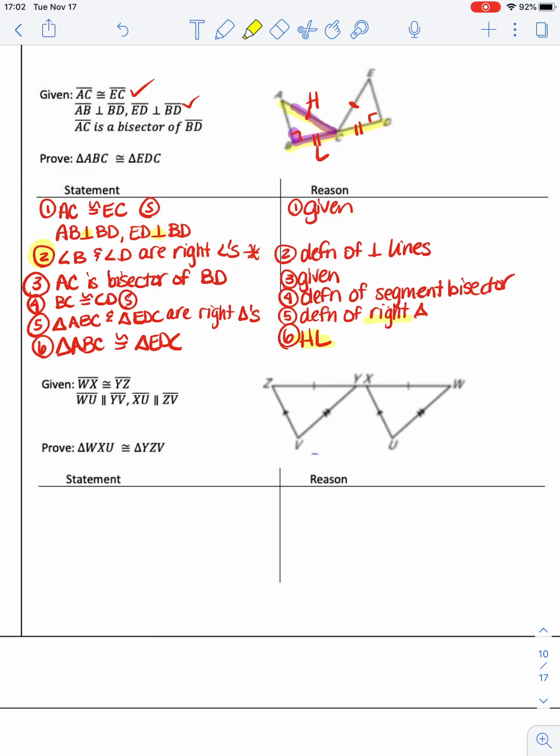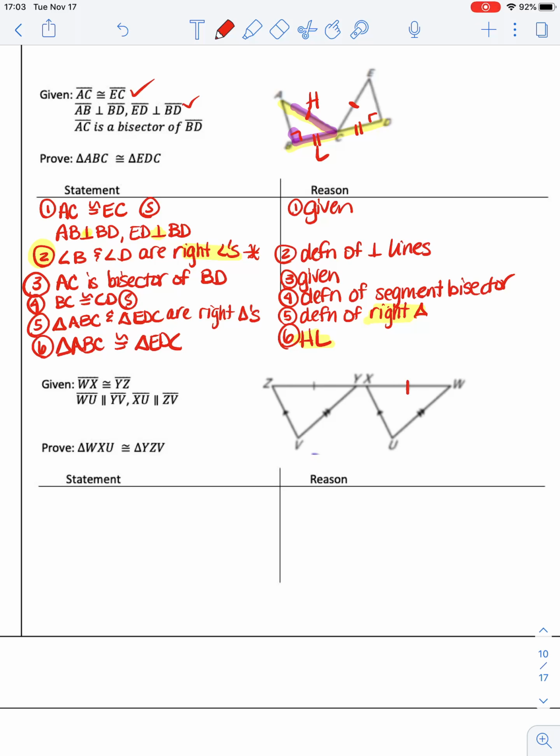You cannot use HL unless you have these two together. You cannot use HL unless you've said it's a right triangle. And then you have to say that there are right angles. So those things all have to go together to use HL.